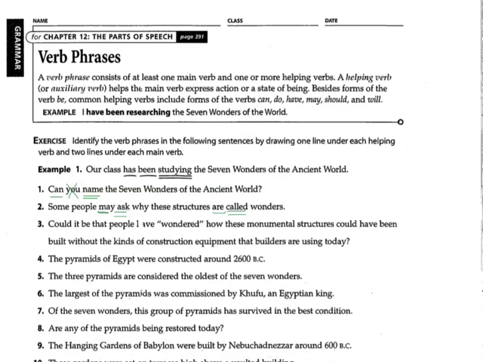Number 3. Could it be that people have wondered how these monumental structures could have been built without the kinds of construction equipment that builders are using today? So you'll notice you have quite a few verb phrases in there. So, wow, I think you have 4. I'm glad we did this one together, right? So I'm going to find my first one. My first one, I know could is a helping verb.